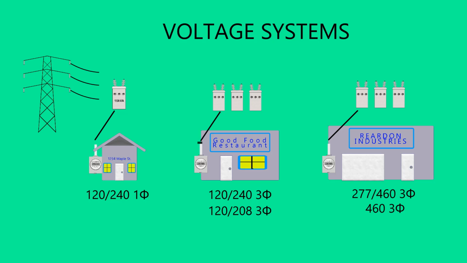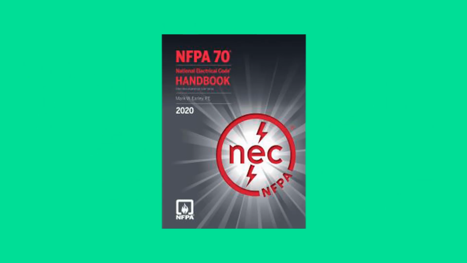The 5 voltage systems reviewed in this video are the most common. It is also important to know that all premise wiring, including the service, and all interior wiring should follow the requirements found in the National Electrical Code.